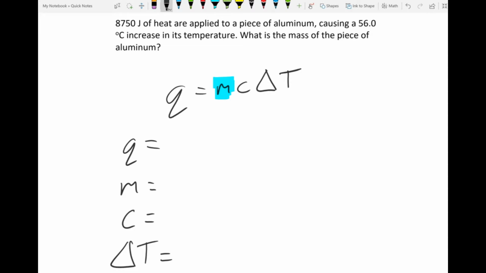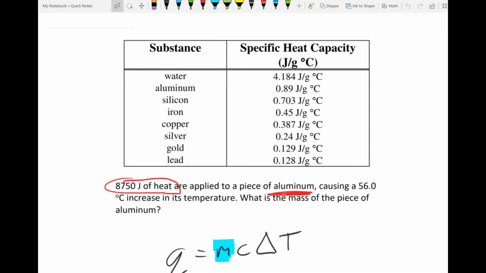So to read the problem and annotate it, first of all, we have 8,750 joules of heat. Right off the bat, we know the heat: 8,750 joules. Cool. Then it says it's applied to a piece of aluminum. We know it's aluminum, which means the second we figure out what material, we can find out whatever C is. All we have to do is look up at the table. In this case, we see that aluminum is right here.